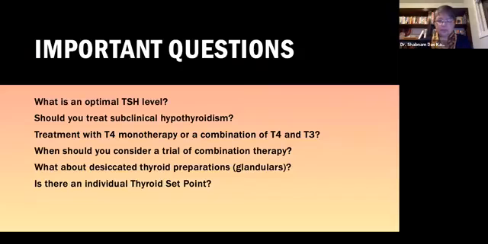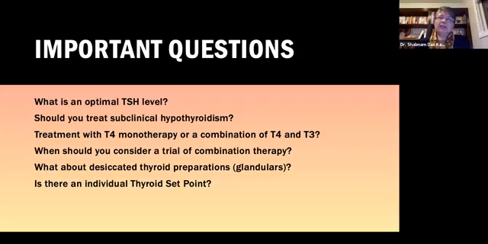So what are the important questions I want to answer today? What is an optimal TSH level? Should you treat subclinical hypothyroidism? I will define subclinical hypothyroidism. Should you treat with T4 monotherapy? T4 monotherapy is the Synthroid, the Levothyroid, the traditional one that all of us are used to. Or should you consider a combination treatment with T4 and T3? And when should you consider a trial of combination therapy? What about desiccated thyroid preparations?